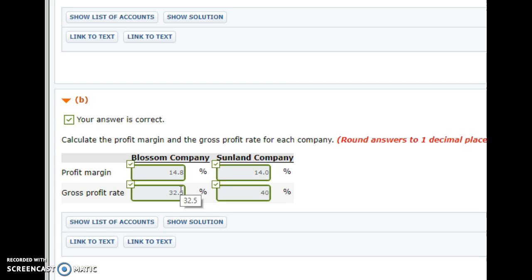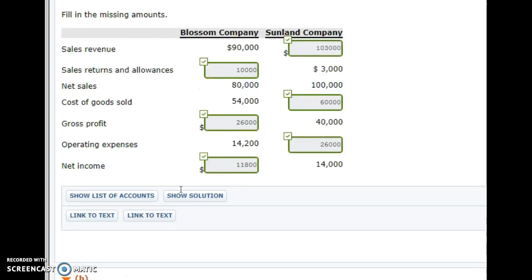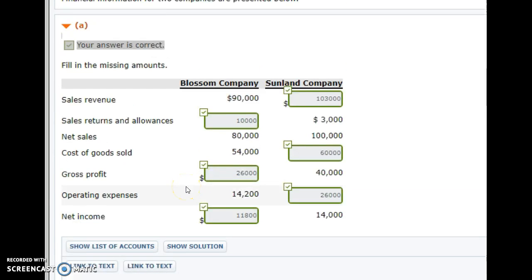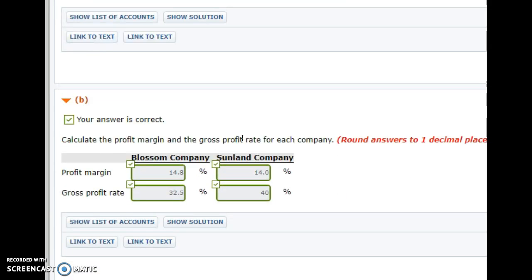Gross profit rate is we take our net sales and subtract out COGS, which is 54,000, and then we divide it by net sales. So 80,000 minus 54,000 in parentheses, divided by 80,000, and that gets us 0.325, converted to a percentage for 32.5%.